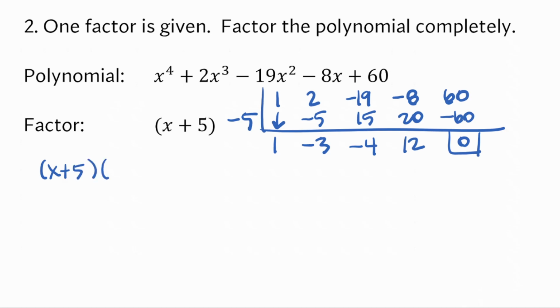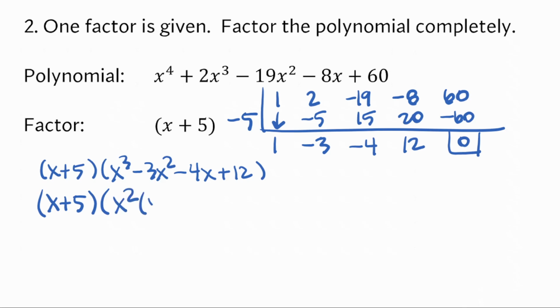After I've factored it out, I'm left with x to the 3 minus 3x to the 2 minus 4x plus 12. And yes, this is something I can do group and factor on because it's got 4 terms and it's got that parallelism. 1 to negative 3 is the same ratio as negative 4 to positive 12. So let's start in on factoring that.